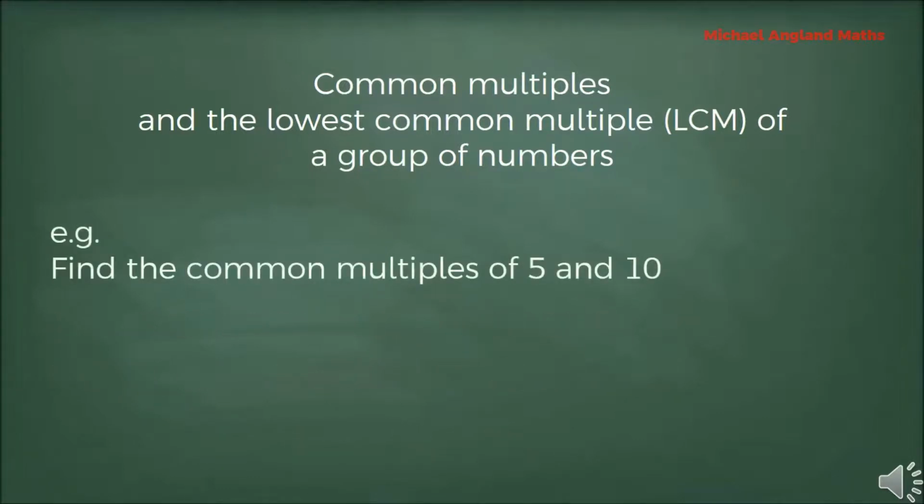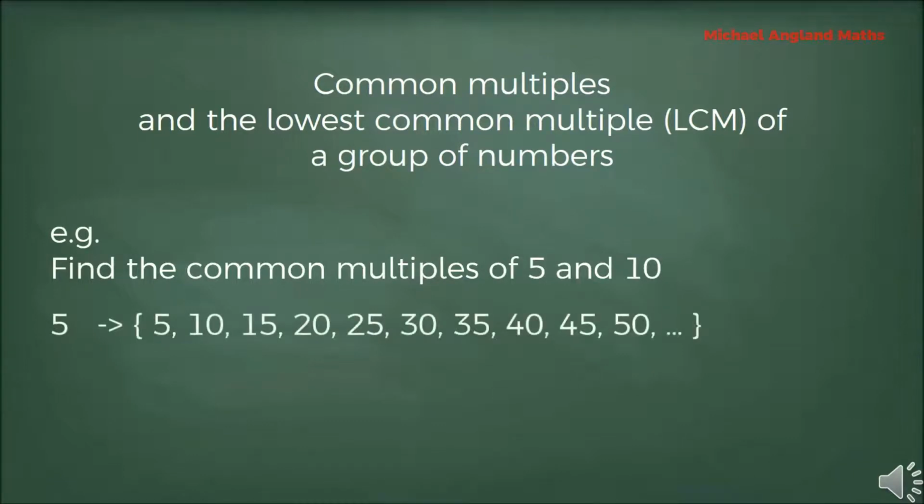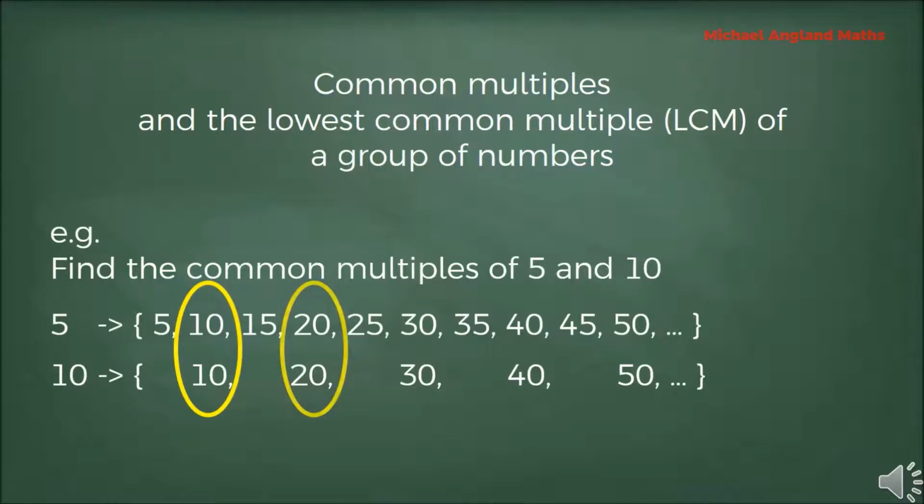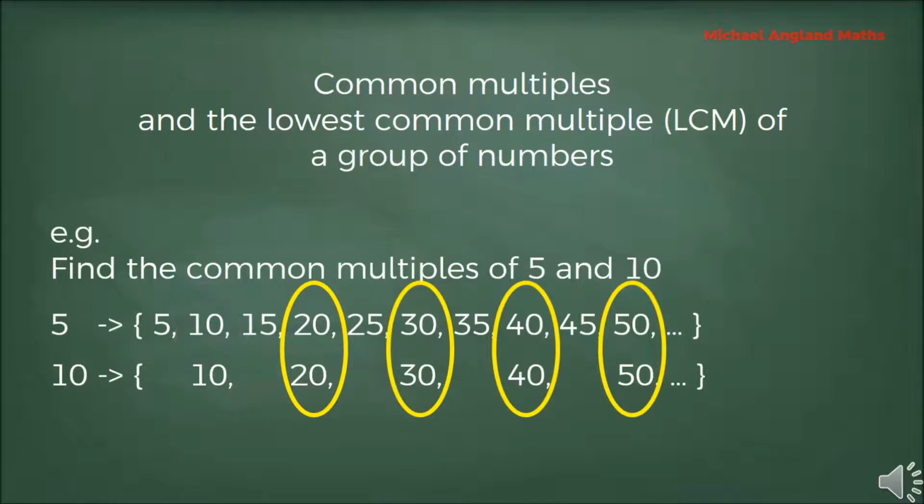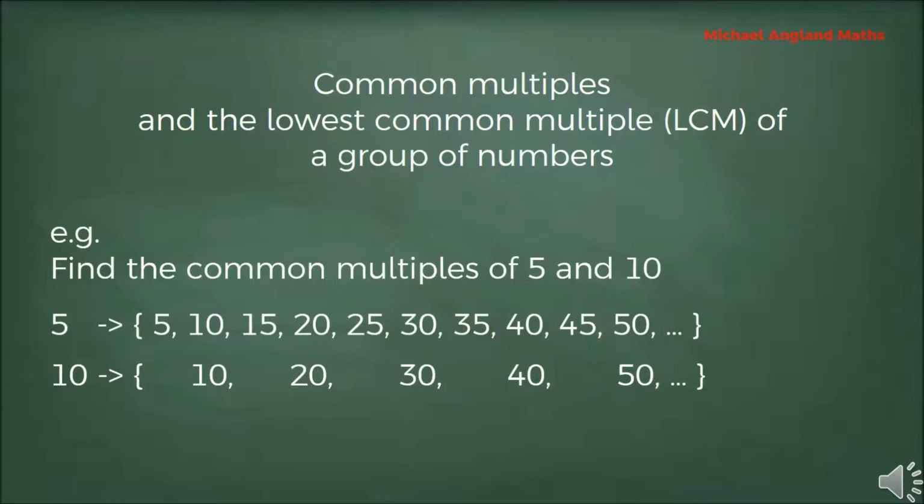Example, find the common multiples of 5 and 10. Multiples of 5 are 5, 10, 15, 20, etc. Multiples of 10 are 10, 20, 30, 40, 50, etc. But notice that every multiple of 10 is already a multiple of 5. Therefore, the common multiples are every multiple of 10: 10, 20, 30, 40, 50. That's because 5 divides into 10.